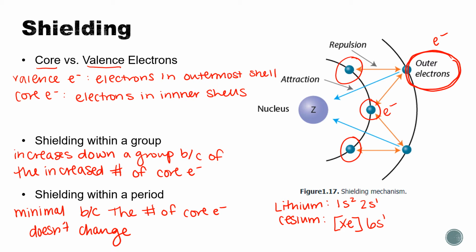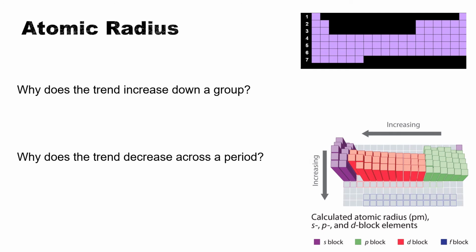So when we look at these, the number of valence electrons is staying the same within that group. However, the number of core electrons is going from 2 to a number much higher than 2. And so since we're increasing the number of core electrons, we're increasing the shielding down that group, because lithium and cesium are both in group 1. And remember, again, shielding is that idea that the core electrons are blocking or shielding the valence electrons from getting to the nucleus. So the next trend we're going to be looking at is that of atomic radius.